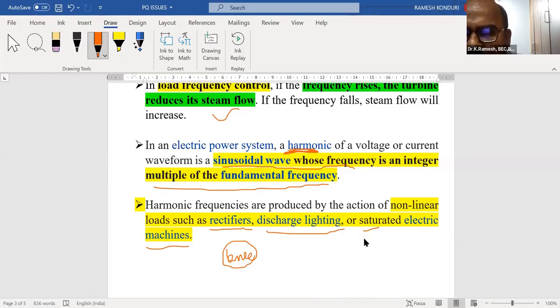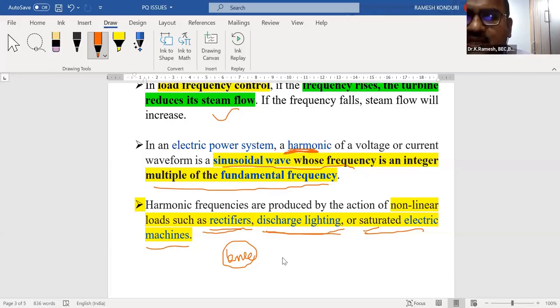So saturation of the machines leads to harmonics, and the lightning discharging phenomenon also leads to the generation of harmonics. The rectifiers, which convert AC to DC, are also a source of harmonics. Basically, wherever we find power electronic components, and also the magnetic core in the electrical machines.